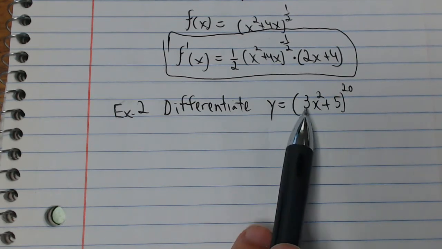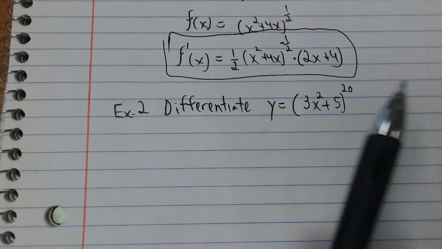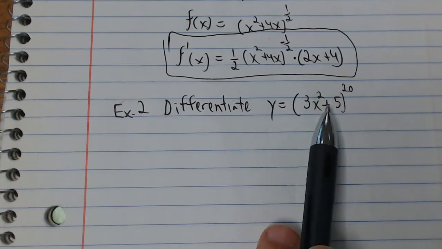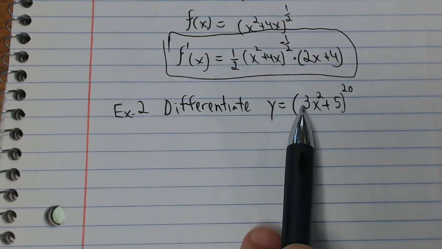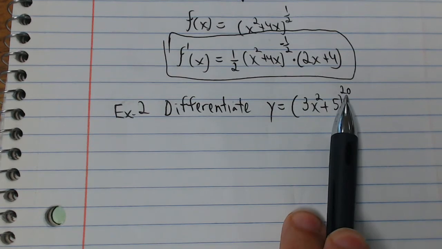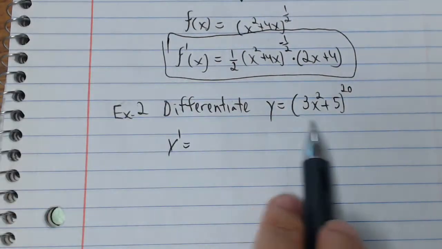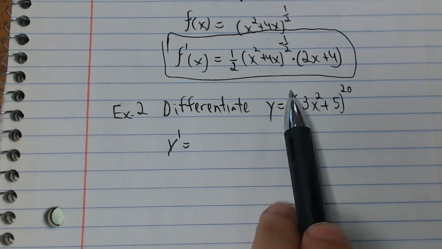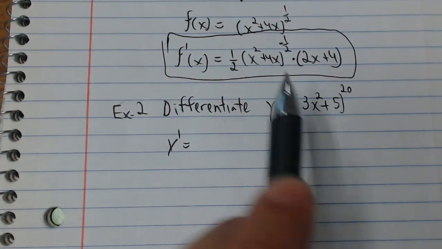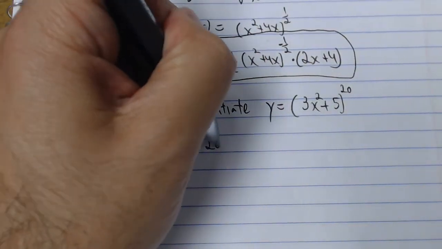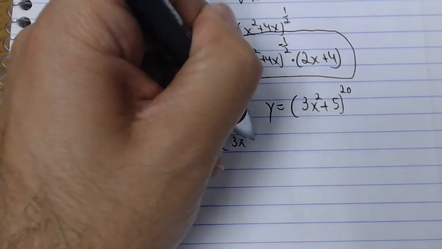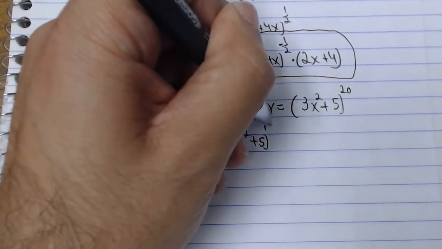So continuing on with this, what we notice is we have a composite function once again. Since this is a composite function, the outside function is the something to the power of 20. So y prime would be the derivative of the outside, which means I have to use the power rule. Bring the 20 out front. So it'll be 20 times (3x squared plus 5) to the power of 19.